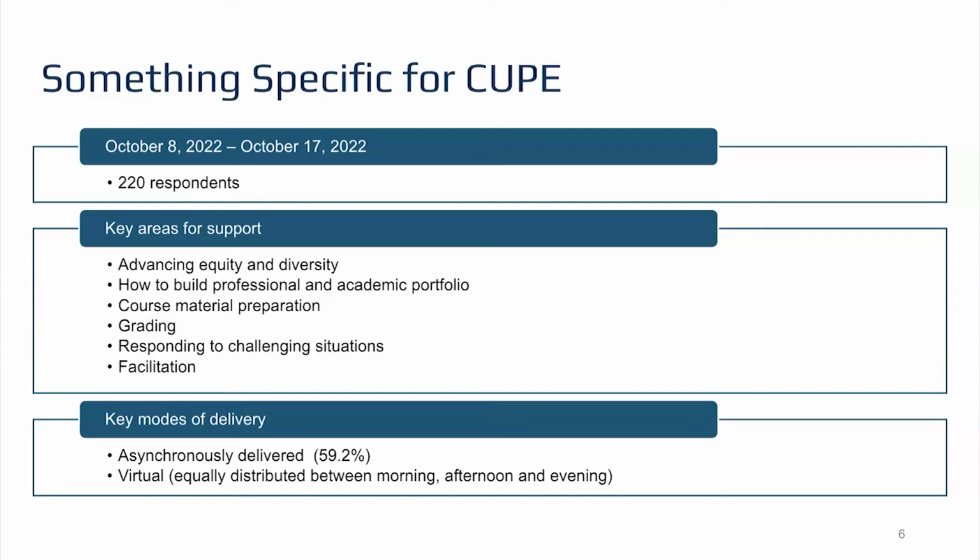And so people really felt strongly that they wanted something that could be asynchronously delivered and virtually offered, or that they could pick up in the morning, afternoon, and evening. That's the snapshot in 2022. We are going to take another snapshot later on this year, but we started to build out the CUPE specific program of ETP based on this information.